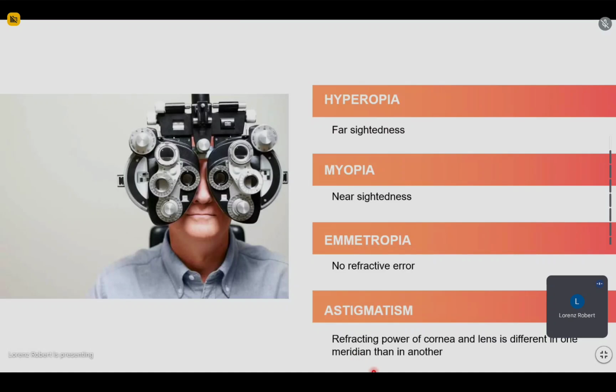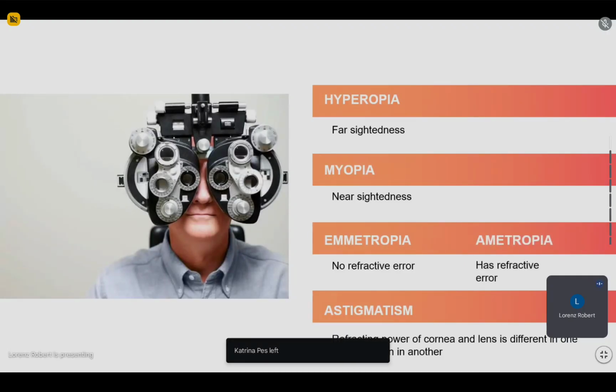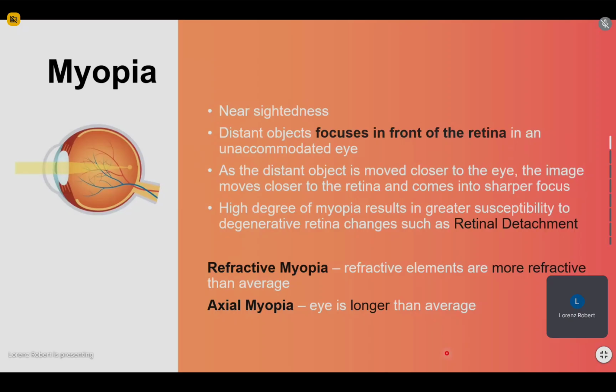There's nothing wrong. Astigmatism, on the other hand, means that the cornea's refractive power is different in one meridian than in the other. So ametropia defines the absence of emmetropia. Meaning if you have ametropia, you may have either hyperopia, myopia, or astigmatism. Let's start with myopia.